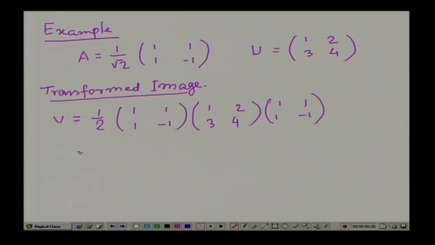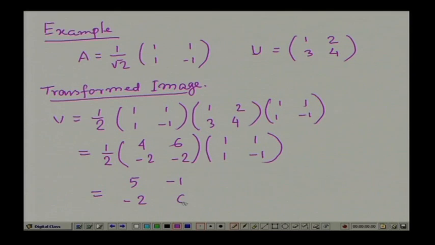And if you do this matrix computation, it will simply come out to be 1 upon 2 into 4, 6, minus 2, minus 2 into 1, 1, 1, minus 1, and on completion of this matrix multiplication, the final coefficient matrix V will come out to be 5, minus 1, minus 2, 0. So, I get the coefficient matrix V as 5, minus 1, minus 2, 0.